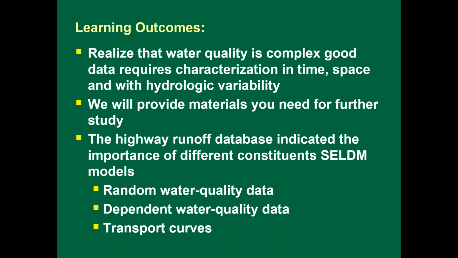So SELDM can be used to model random water quality data, dependent water quality data, and transport curves. And again, for the highway, we can do random water quality data and dependent water quality data to predict something for which there's little data from something that we have a lot of data. And then in the receiving water, we have random, dependent, and transport curves, which are relations between stream flow and concentration that are seen in many basins.